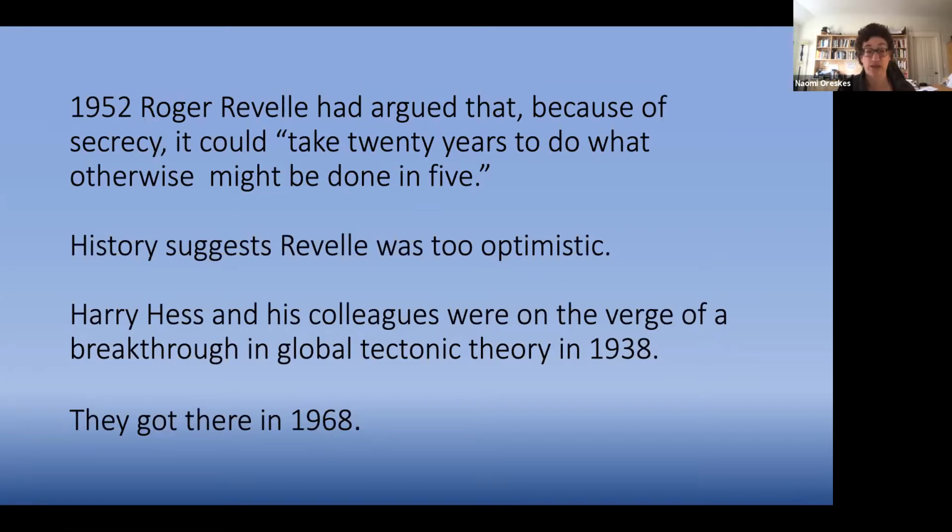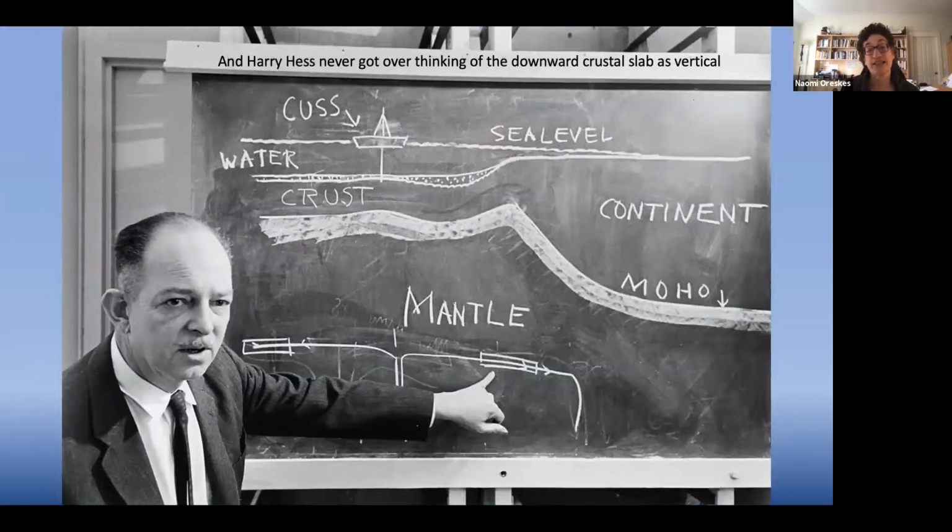and history suggests that he was being too optimistic here as well. Because Hess and his colleagues were on the verge of a breakthrough in global tectonic theory in 1938. They thought they were on the verge of a breakthrough. And as a historian who studied it, I think they were on the verge of a breakthrough too. They got there 30 years later in 1968. But for Hess, it was too late. He died in 1965, and he never got over thinking of that downward crustal slab as vertical. Thank you very much.